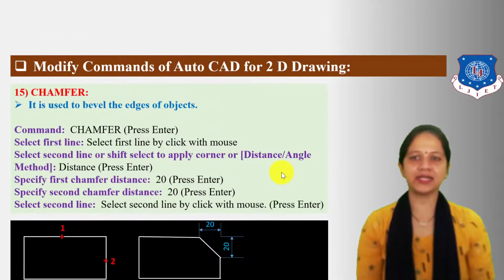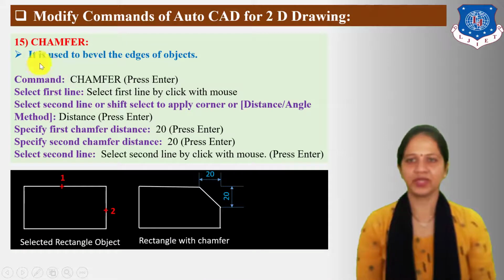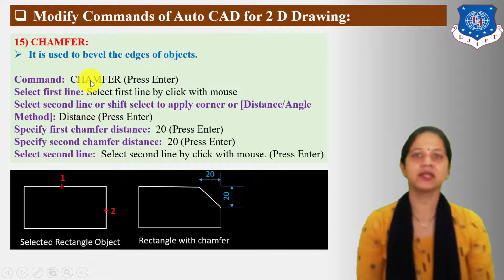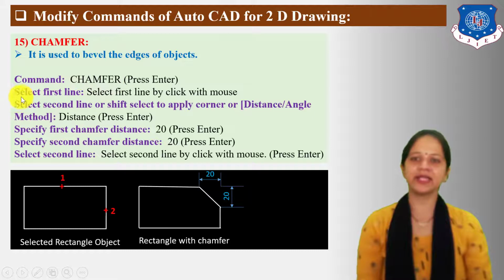Next, let us understand chamfer. It is used to bevel the edges of objects. The command for chamfer is CHAMFER. So type chamfer in the command bar or command area, then press enter. The next statement displayed on the command bar or area is select first line. Select the first line by clicking with the mouse.